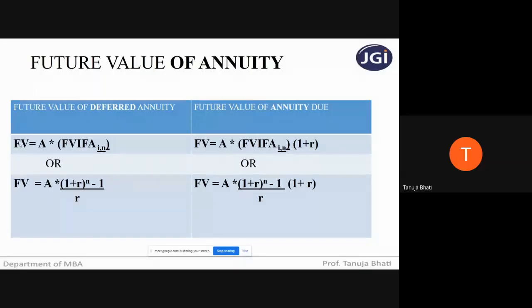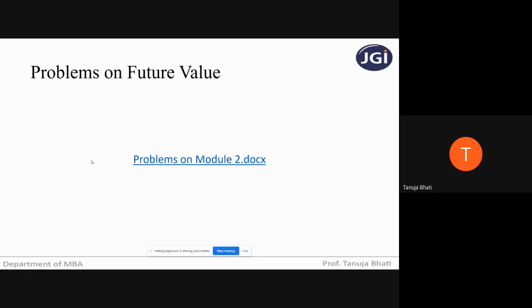They may ask you that every year how much should be deposited in order to get a future value of, suppose, X amount. They can ask you any of these terms also. Now, let us see some simple problems on future value.